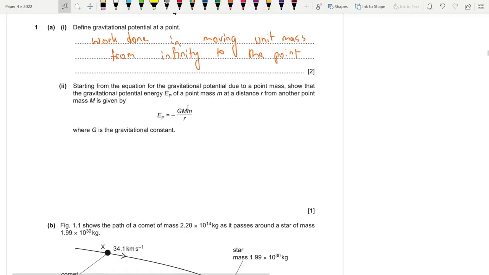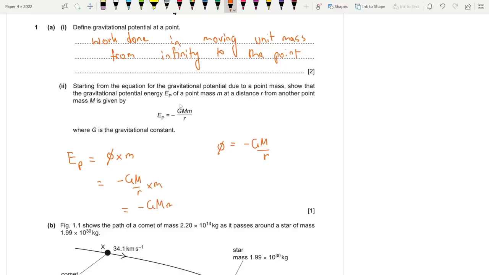Starting from the equation of gravitational potential due to a point mass, show that the potential energy can be written like this. Okay, this is pretty uncommon. So guys, the formula for potential energy is del phi into m, okay? So we know that phi, gravitational potential, is minus GM by r, right? So this can be written as minus GM by r times m, which results in minus GMm by r. That's it. Okay.